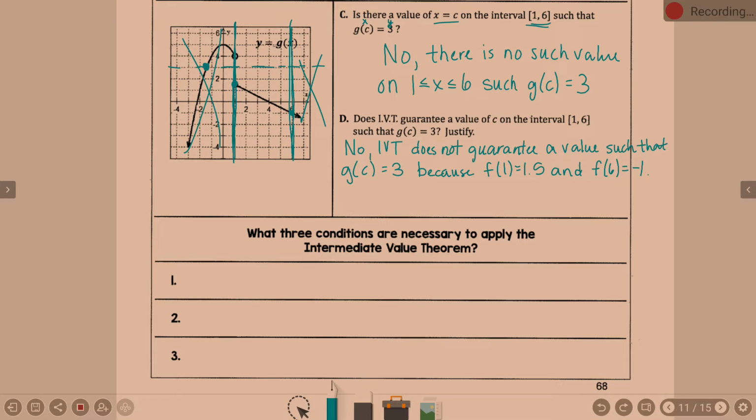Okay. And if you wanted to put in extra, in parentheses I have, and 3 does not lie between 1.5 and negative 1. Officially, that doesn't have to be stated, but if you want, kind of some basic words there.